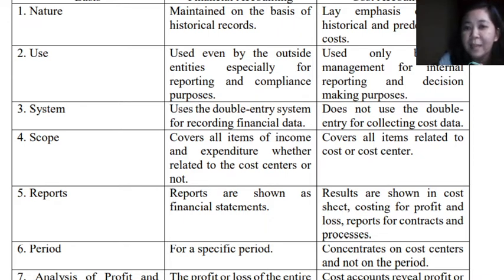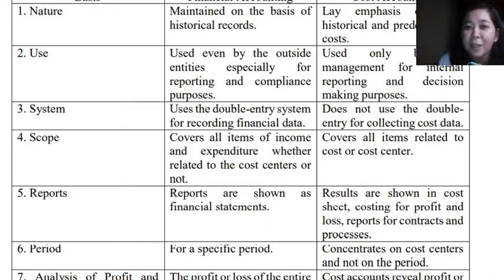So other things like the income generating unit, normally this is the least concern, because under cost accounting we are focused on costs only. Okay. The next basis is based on the reports. Under financial accounting, reports are shown as our financial statements. So you are familiar with this already.